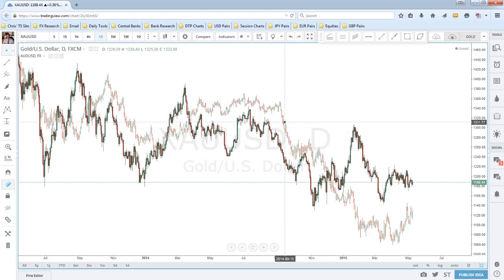These are just a couple of examples of how analyzing the commodities market can also help you determine the most probable scenario for some of these currency pairs.